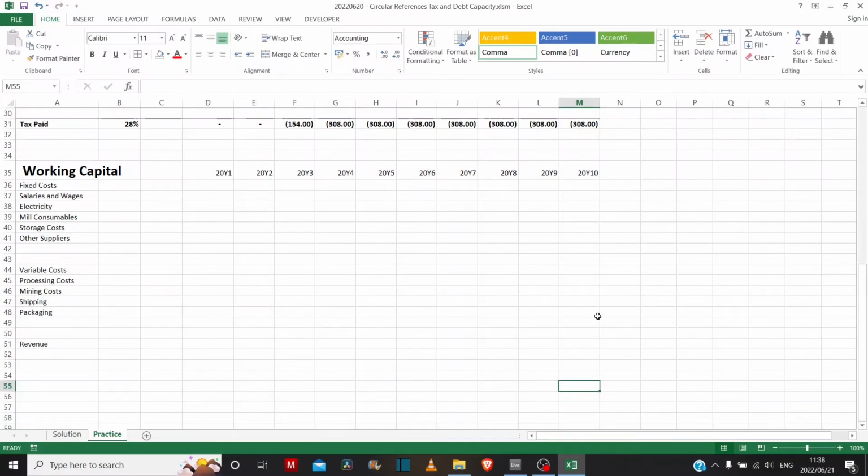So, in this section, we will look at calculating the working capital requirements of this business. Working capital is just a measure of financial efficiency of a company. Basically, it tells the treasurer how much of the company's cash is in the hands of external suppliers at any one given point in time.